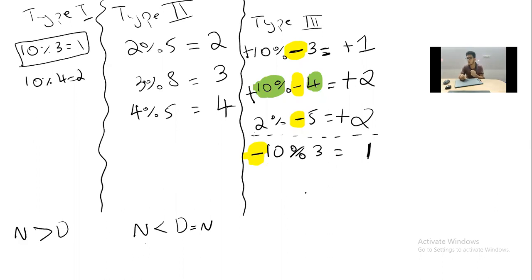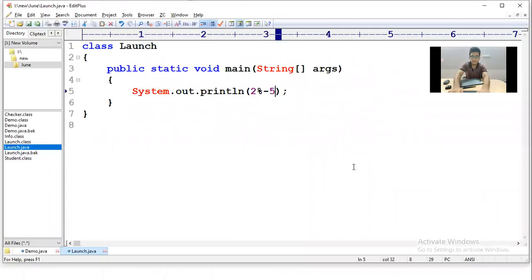Then what you have to do? You have to put the sign of the numerator. What's the sign of the numerator now? It is minus. So I'll write here minus 1. Simple. Let's check this before going for the next one. Minus 10 mod 3, the answer should be minus 1. Let's see.